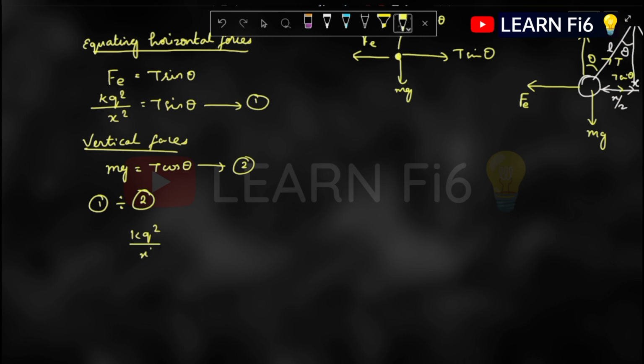Equation 1 divided by equation 2, so I will get q square by x square divided by mg is equal to T sin theta by T cos theta. You can rewrite this as q square by mg x square is equal to, this T and T will get cancelled, we will get sin by cos as tan theta.